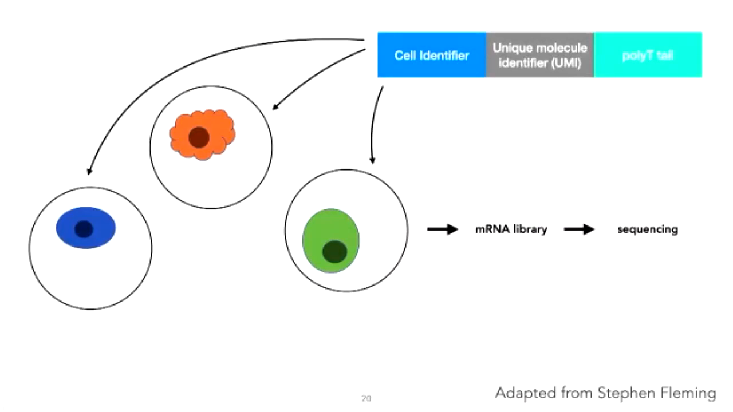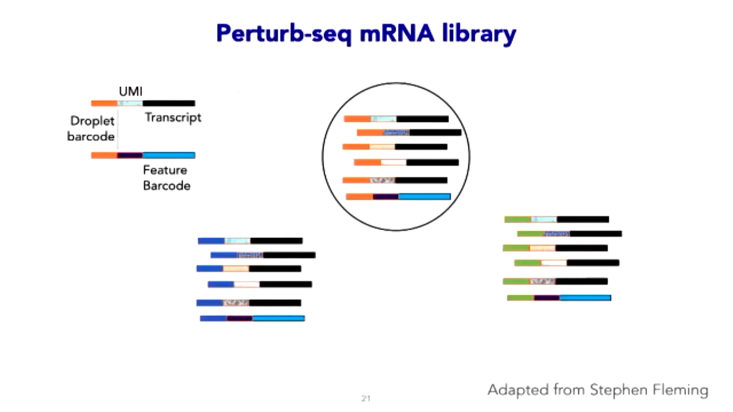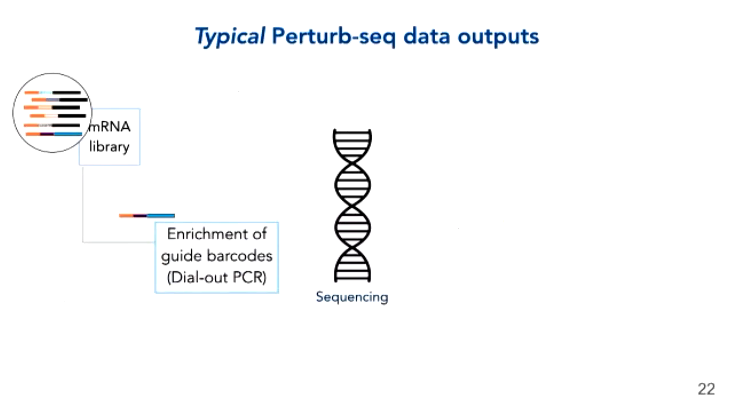So based on what we saw before, again, this is subjected to droplet-based sequencing. So in the mRNA library, now, in addition to the droplet barcode or the cell identifier, we also have a feature barcode or a perturbation barcode, which identifies a perturbation. So we have the mRNA library. However, if you imagine the transcriptome of a cell, there are many, many more mRNA molecules than there are guide molecules. And so we perform an enrichment, usually using dial-out PCR, resulting in two different libraries.